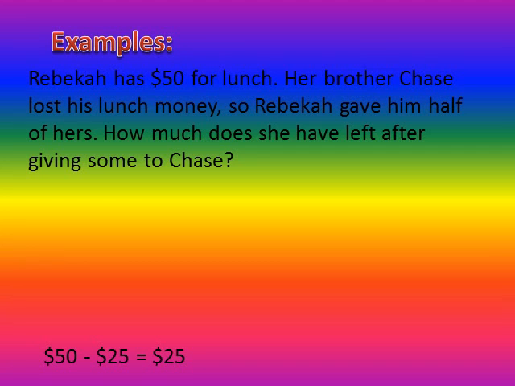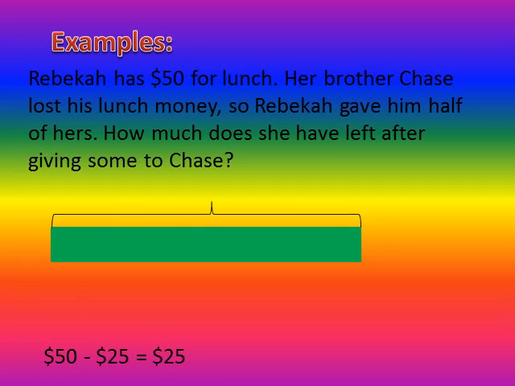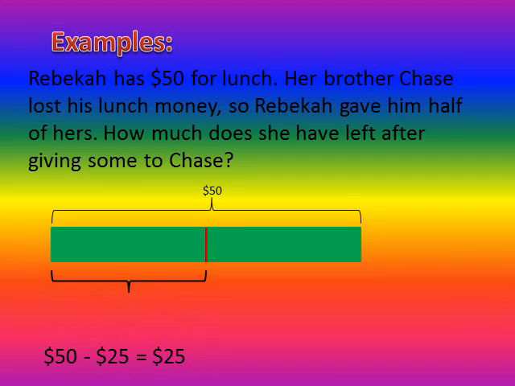Let's break this one down. Below I have shown the operation. You can easily know that $50 is originally what Rebecca had, and she gave half of it, which is 25, to Chase. So let's do the model. Let's say this is the block that represents all the money that Rebecca has, which is $50. Let's label that. And then she took half of it and gave half, which is 25, to Chase.